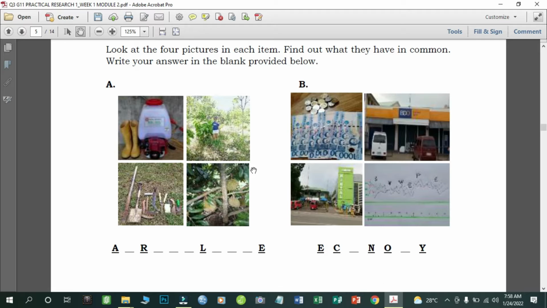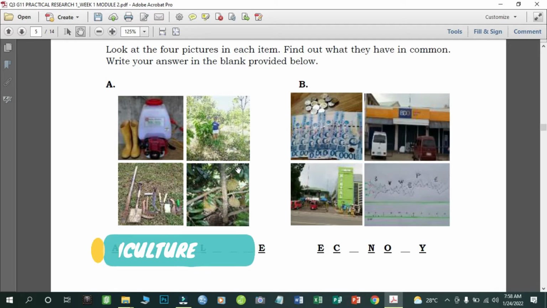So we have here tools, fruits, rubber boots. This is a lawnmower, and plants. What do you think? Okay, correct. That is agriculture.